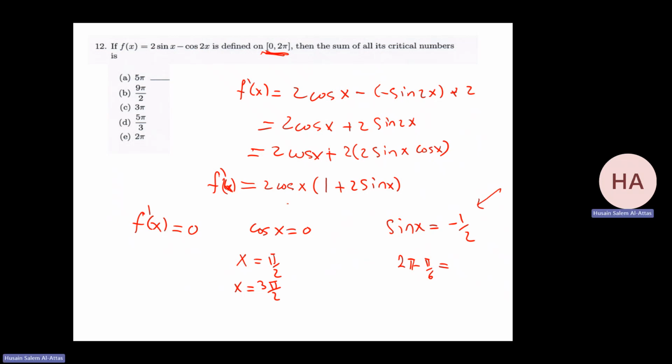Sine x equals minus half in two places, in the third quadrant and in the fourth quadrant. Be careful. So it will be this and also this, pi plus pi over 6. The reference angle is pi over 6, but it happens in the third and the fourth. So this will be 12 pi over 6 minus pi over 6, that will be 11 pi over 6, and this is 7 pi over 6. So that is the sum here.